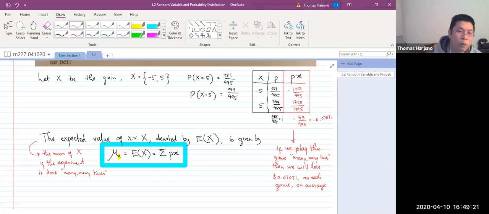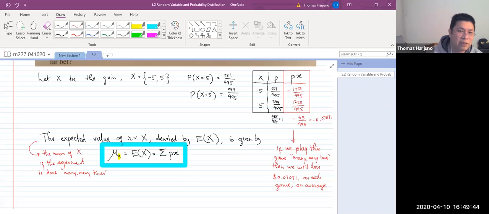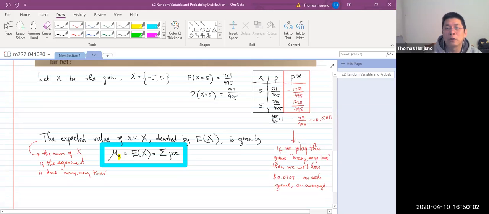So if you play 100 times, you expect to lose $7, which is not really a big deal for you maybe. However, if you have a casino and you have 1,000 people playing these games, and each one of them plays 100 times, then the casino will make $7,000 from these 1,000 people. That's why casino is actually a very good business that makes Las Vegas survive. Now that's for the expected value.